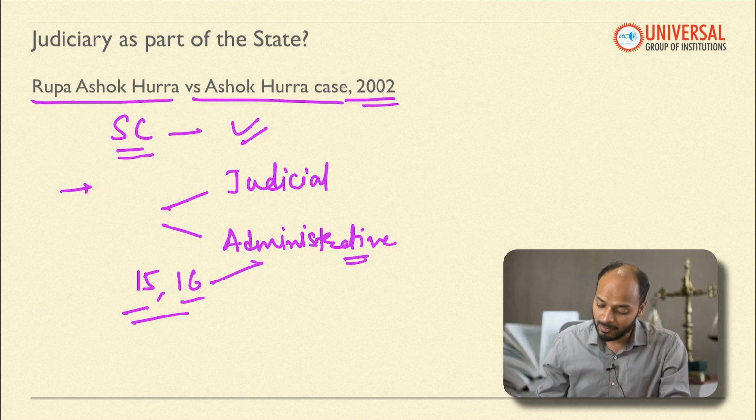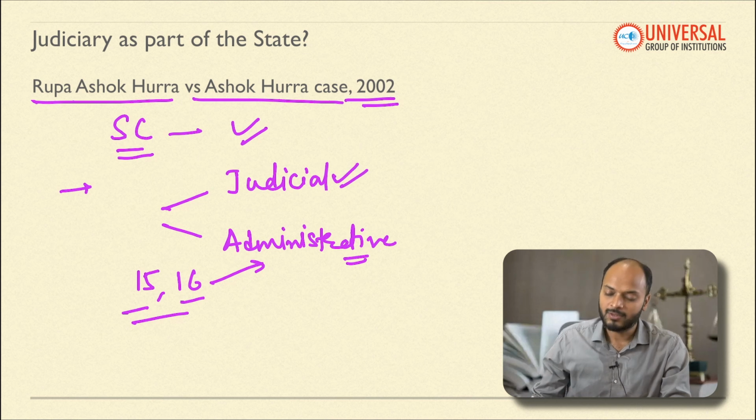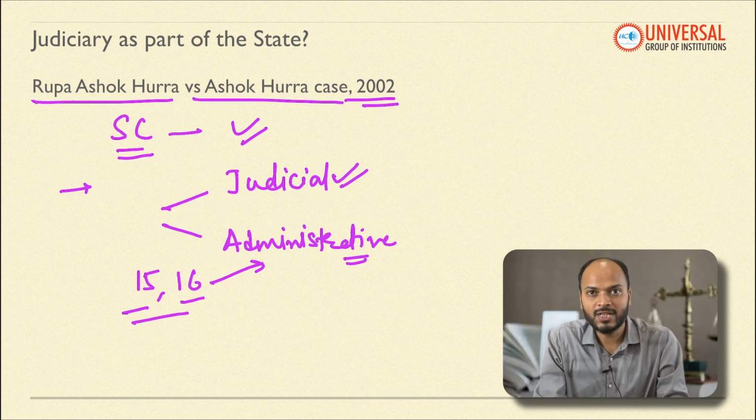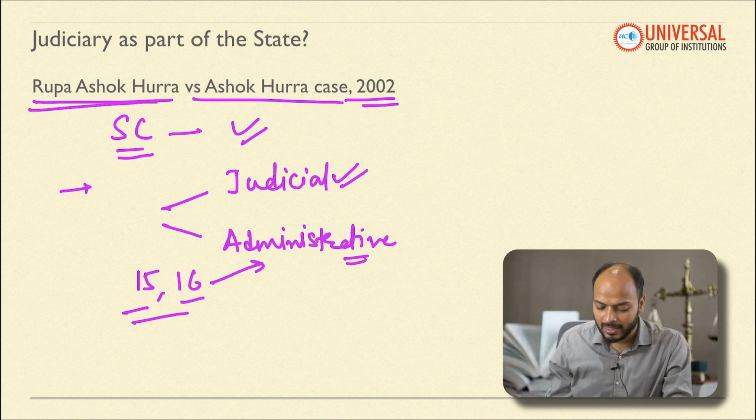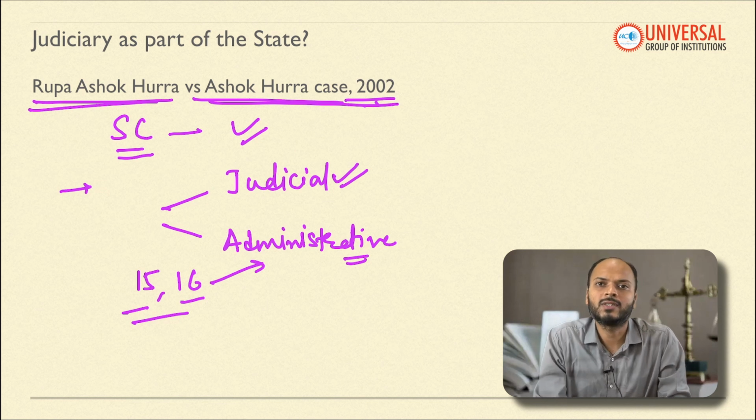So I am saying, when the Supreme Court is doing administrative work, so hiring its staff members is not a judicial work, it is an administrative work. When the Supreme Court is doing its administrative work, then the Supreme Court will also be coming under the definition of state. But when the courts are doing judicial work, then they will not be coming under the definition of state. That is what the Supreme Court has observed in Rupa Ashok Khurra versus Ashok Khurra case of 2002.